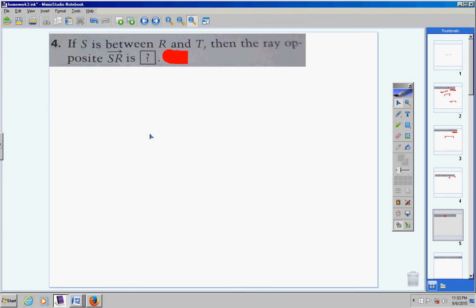Okay, number 4. If S is between R and T, then the ray opposite SR is blank. Now here we go. S is between R and T, and notice we have ray SR. Let's go over this again. S is between R and T, and SR is a ray. So here's S. Here's R. There's my ray.